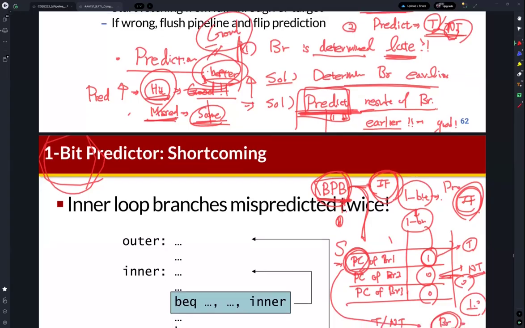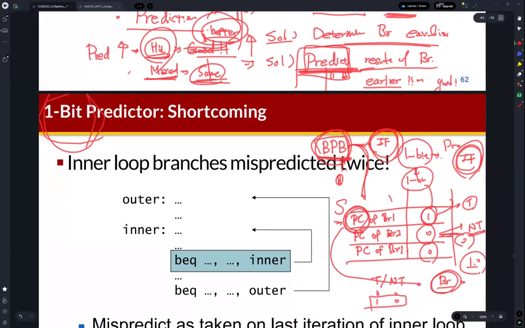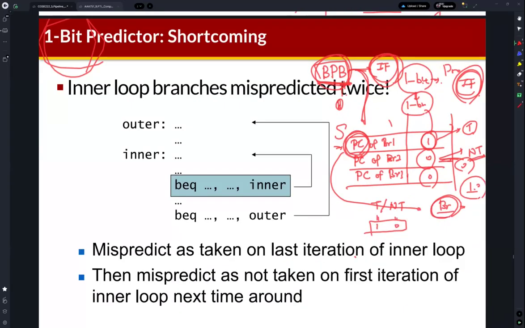But if we just use the one-bit predictor, and a one-bit predictor just monitors the one previous result of a branch instruction, right? And what's the problem? The prediction rate may be low, right? So this is the example.